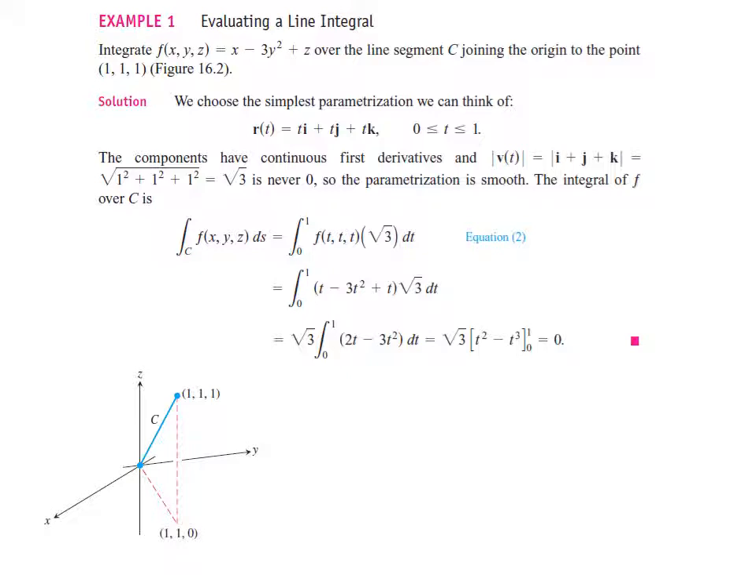When t is equal to 0, that leads to the initial point, (0, 0, 0). When t is equal to 1, that goes to the terminal point of the line segment C. In between 0 and 1, it defines all the points of the line segment C.